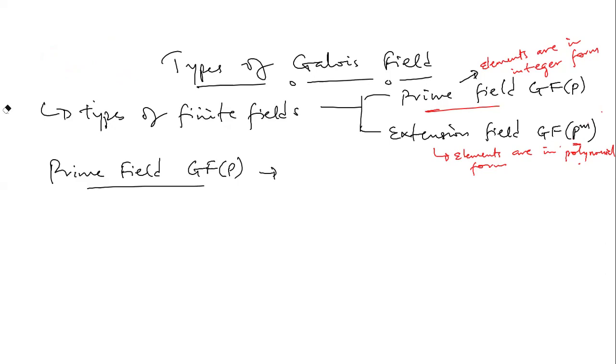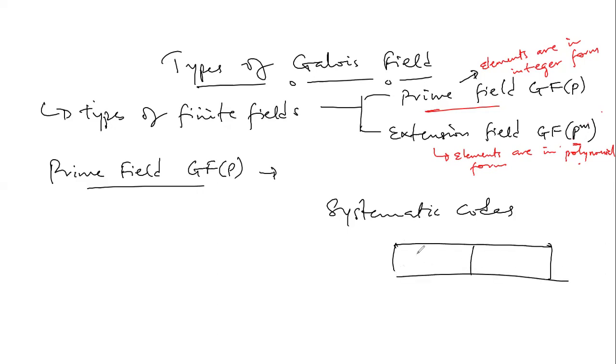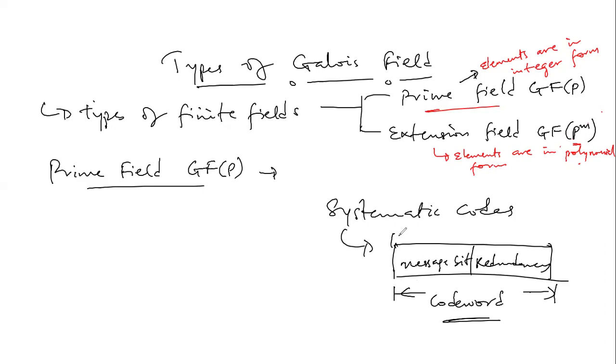So when we now have the block length n, we already talked about systematic codes, right? I think in our last class we made mention of systematic codes, where the message bit is separate from the redundant bits. So we have message bits, and then we have the redundancy here. Now this is what we call a code word, and it's described by length n, while the message bit is described by length k.